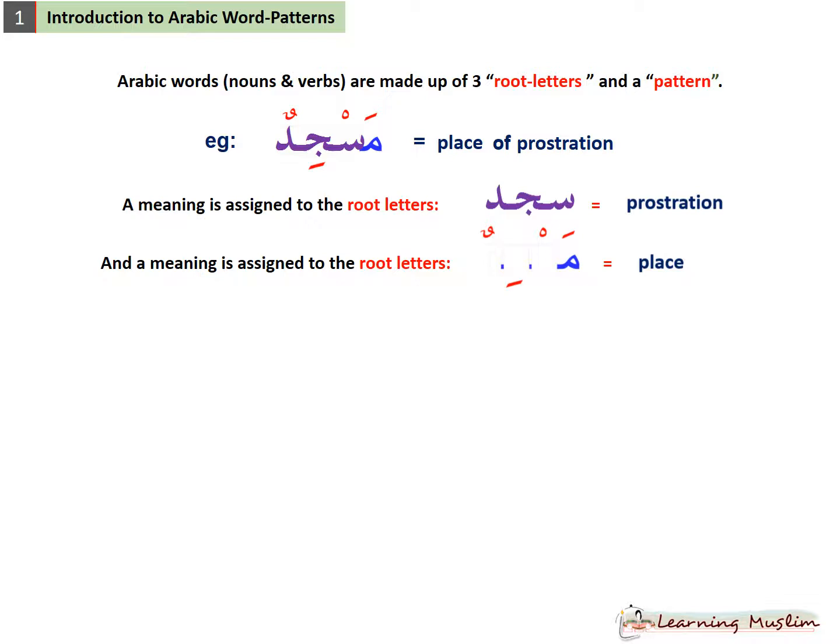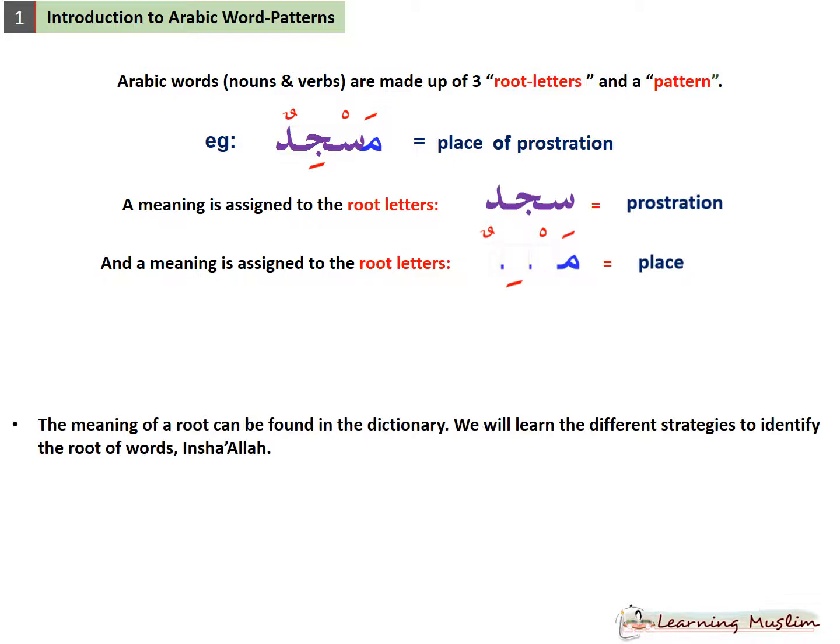Okay, but the root letter has a meaning assigned to it, and the pattern has a meaning assigned to it. So how do we then translate the word correctly? We find its root letters, and we find the meaning of the root letters in the dictionary. How to go about finding the root letters, we will inshallah learn as the weeks go along, all the different strategies to identify root letters. Then with regards to the patterns, we will spend most of our time in this subject familiarizing ourselves with the different types of patterns that are out there.